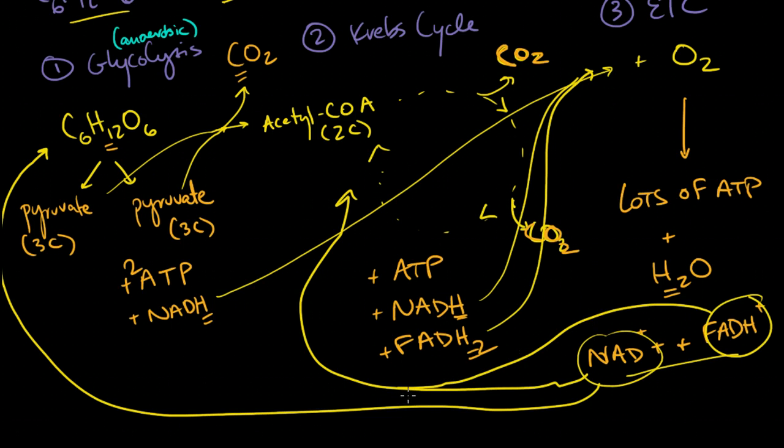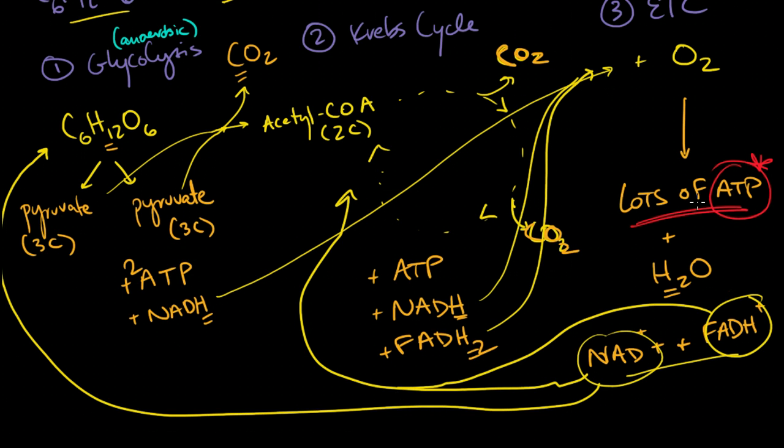Some of the NAD pluses do, and they get reused there to carry those hydrogens over to the electron transport chain. And the goal is to make lots and lots of ATP, because this is the form of energy that our bodies can use.